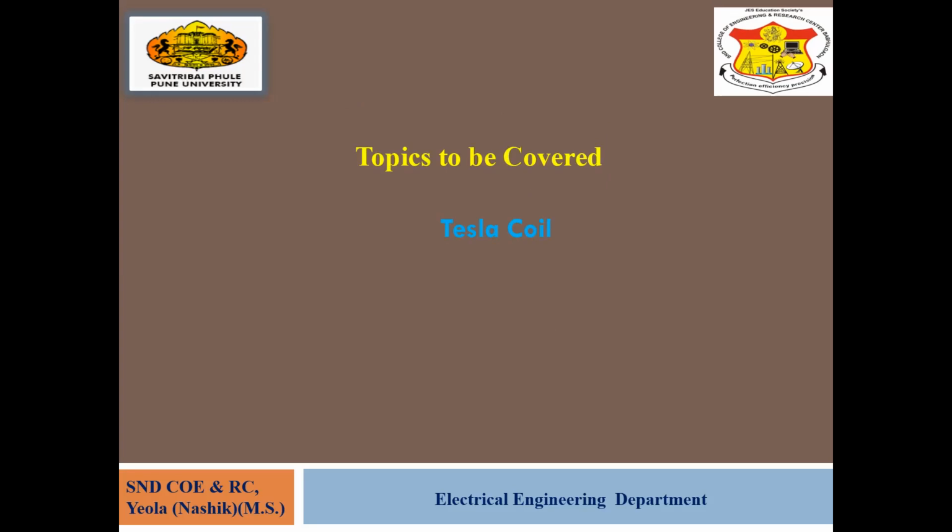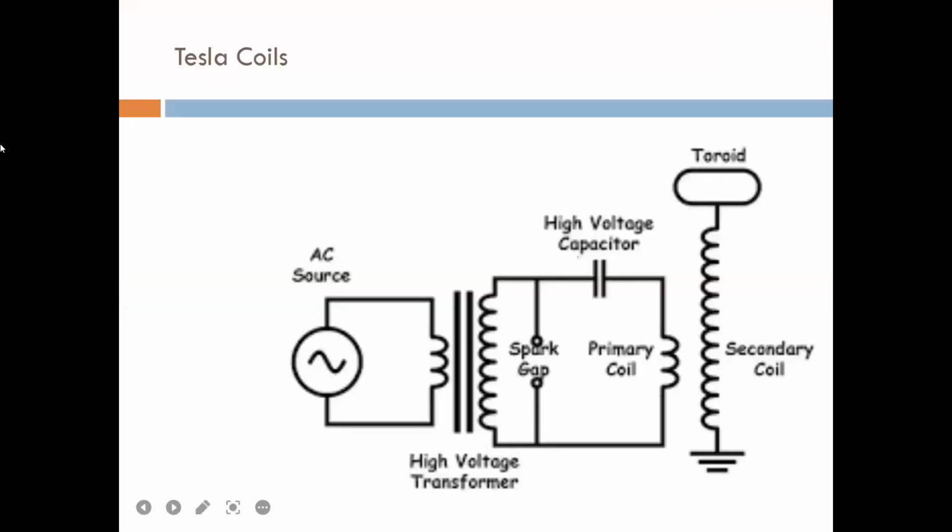What are the main parts of it? There is a voltage transformer, a spark gap, a capacitance, and the toroid on the secondary side, where the high voltage is generated. See here the simple diagram. Here is the AC supply, the AC source. Here is the high voltage transformer. Here is the spark gap. Here is the high voltage capacitor.